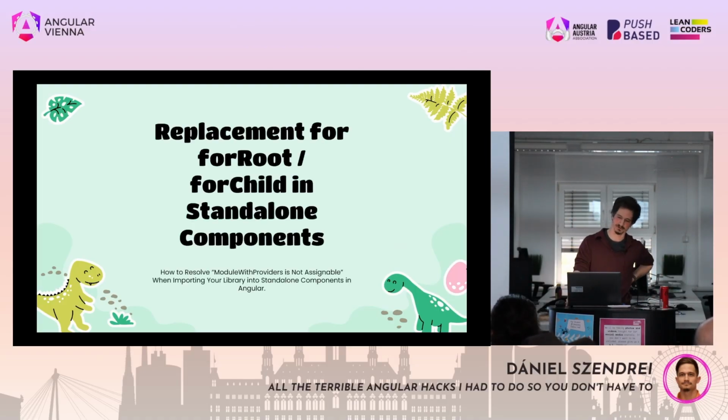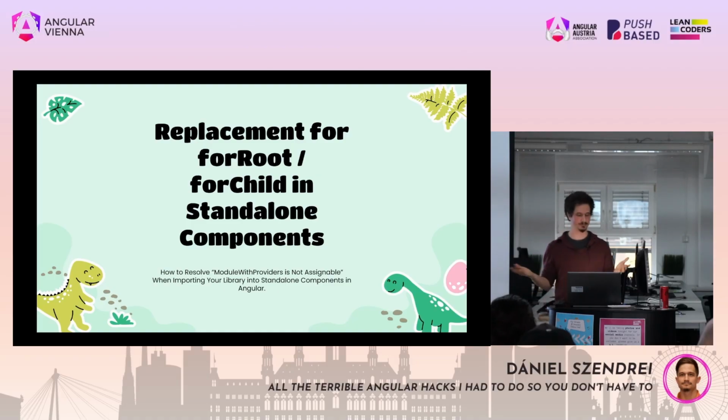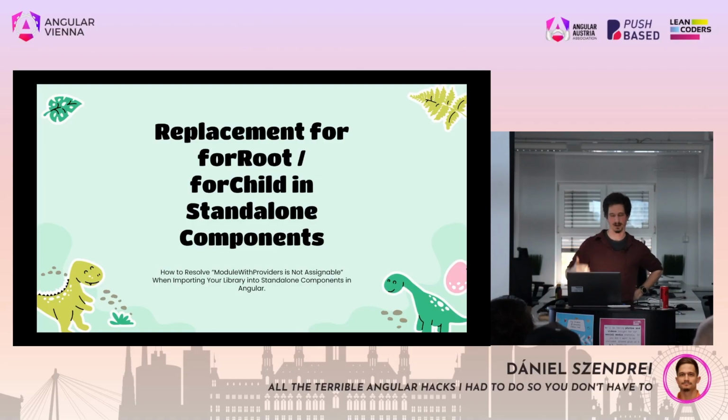So, a replacement for forRoot and forChild in standalone components. It was a pattern, or maybe still a bit of a pattern in Angular, this forRoot and forChild. You basically had a module, and then you were able to call these functions, and that function was returning a module with providers. And then you were able to have settings. You were able to have services instantiated only once, to make sure that they are not multiplied whenever you are importing the same module multiple times, and so on and so on. It was very useful back in the module time.